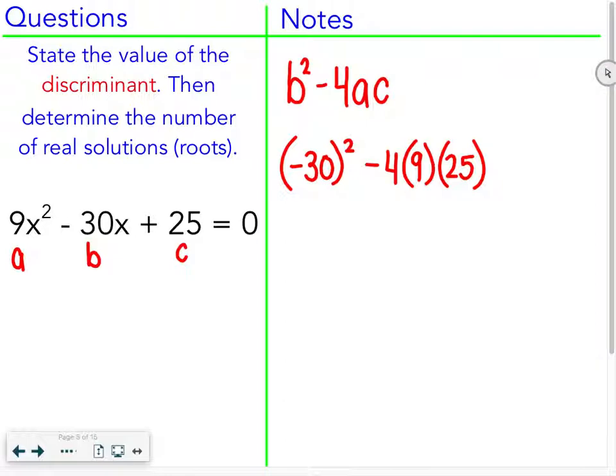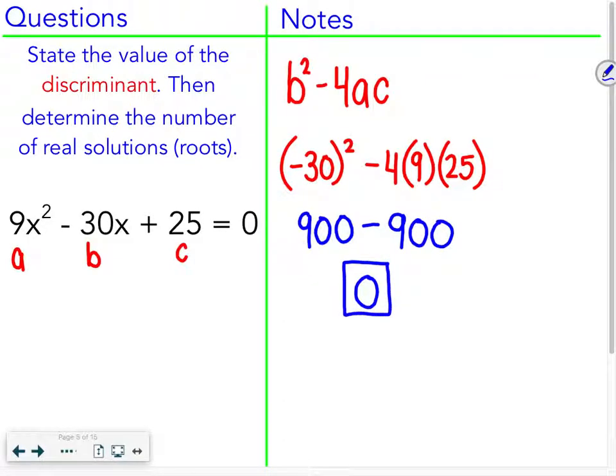So negative 30 squared is 900. Negative 4 times 9 is negative 36. Negative 36 times 25 is negative 900. So 900 minus 900 is 0. So that is the value of my discriminant.